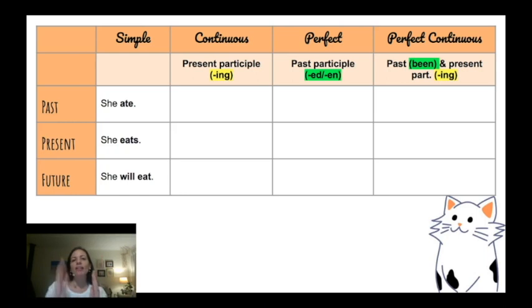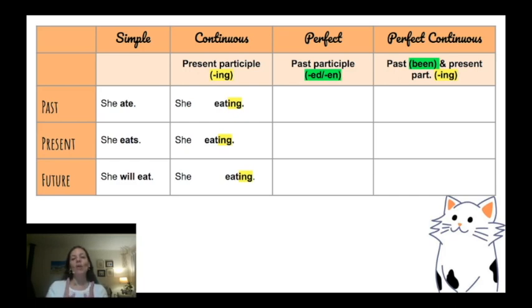So those were examples of the simple tenses. She eats, she ate, she will eat is just in the simple present, past, and future. What if it was an ongoing action? Well, I want to make use of my present participle, move eat into its present participle form by adding ing. So now what I want you to do is put into each one of those blocks the past, present, and future. So, she eating.